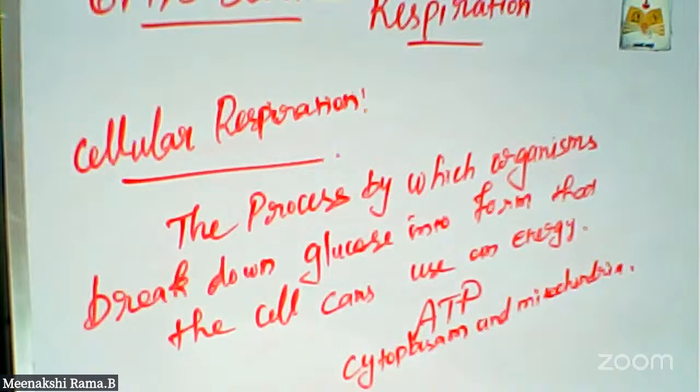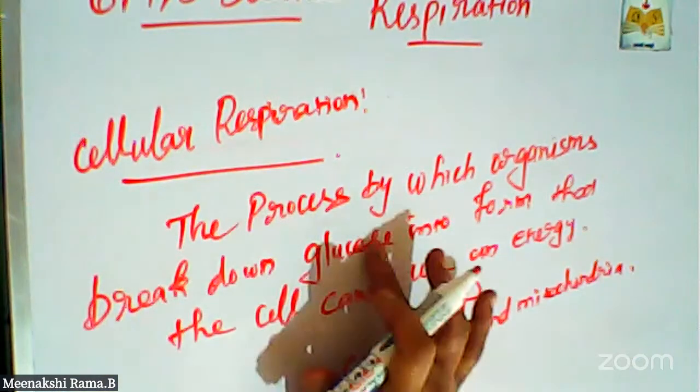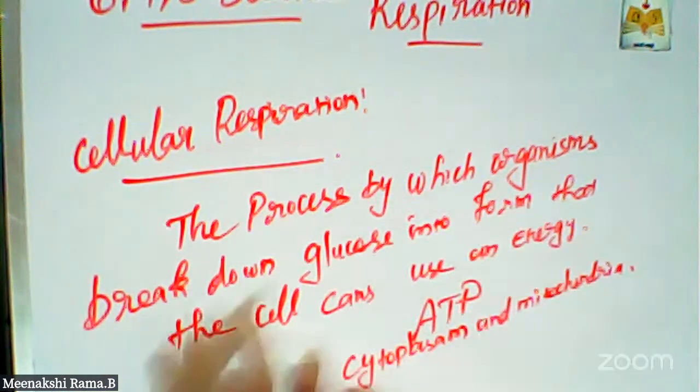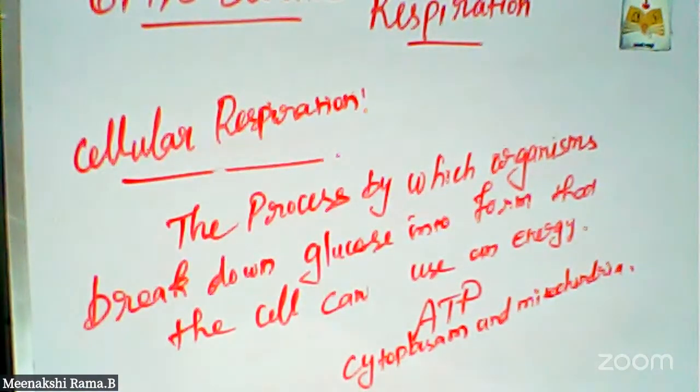The cellular respiration is classified into two types. There are two kinds of respiration, that is, one is aerobic, another one is anaerobic respiration. So, the process by which organisms break down the glucose into a form the cell can use as energy. So this is the cellular respiration concept.